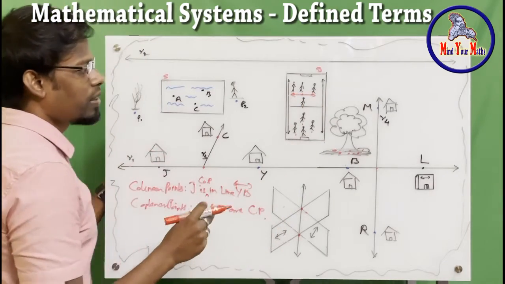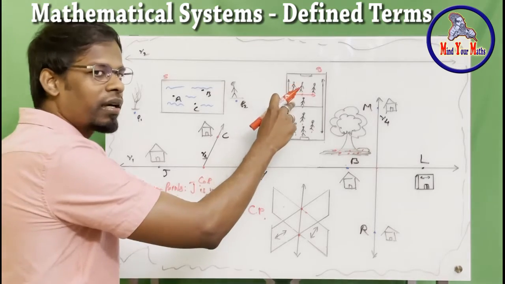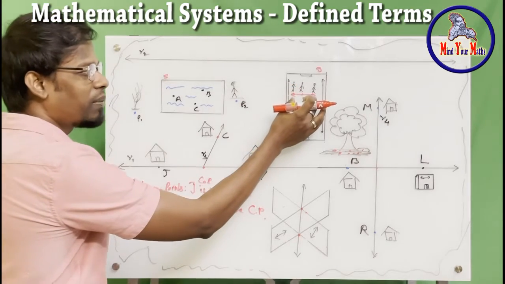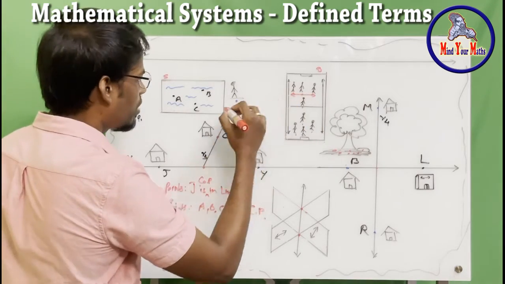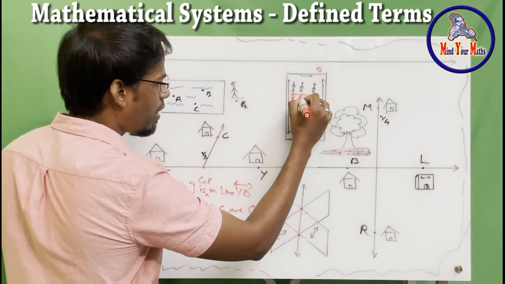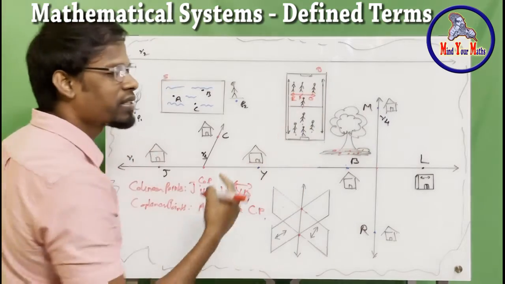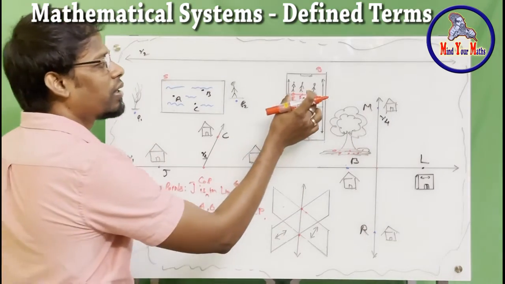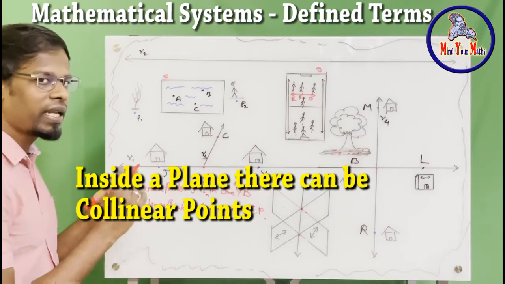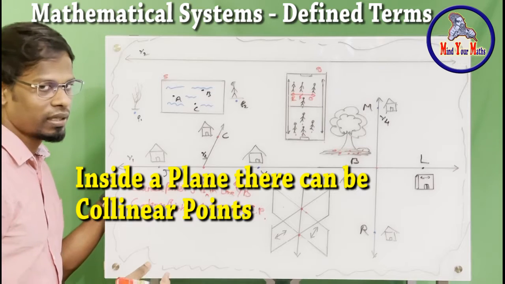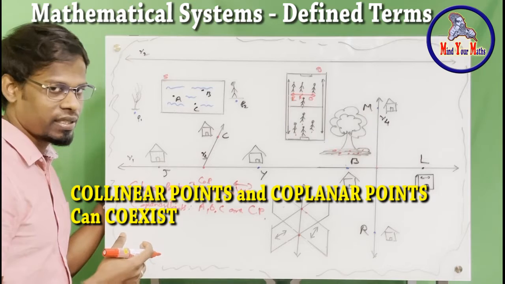Okay, so inside a plane there can be collinear points also, because inside a plane there can be a line, and the points that you see, maybe here we use E, F and G, these three points are on the same line. So this is a line inside the plane. What it means is that inside a plane there can be collinear points as well, right? The collinear points and coplanar points can coexist, right?